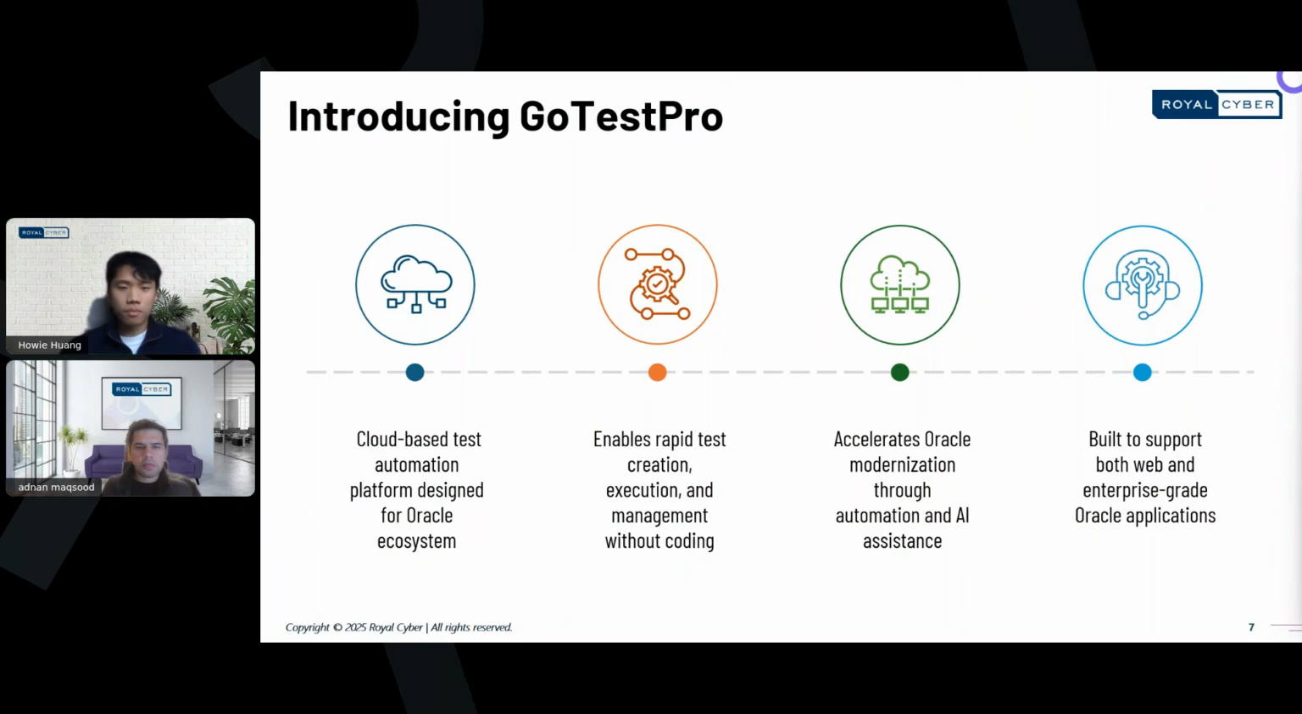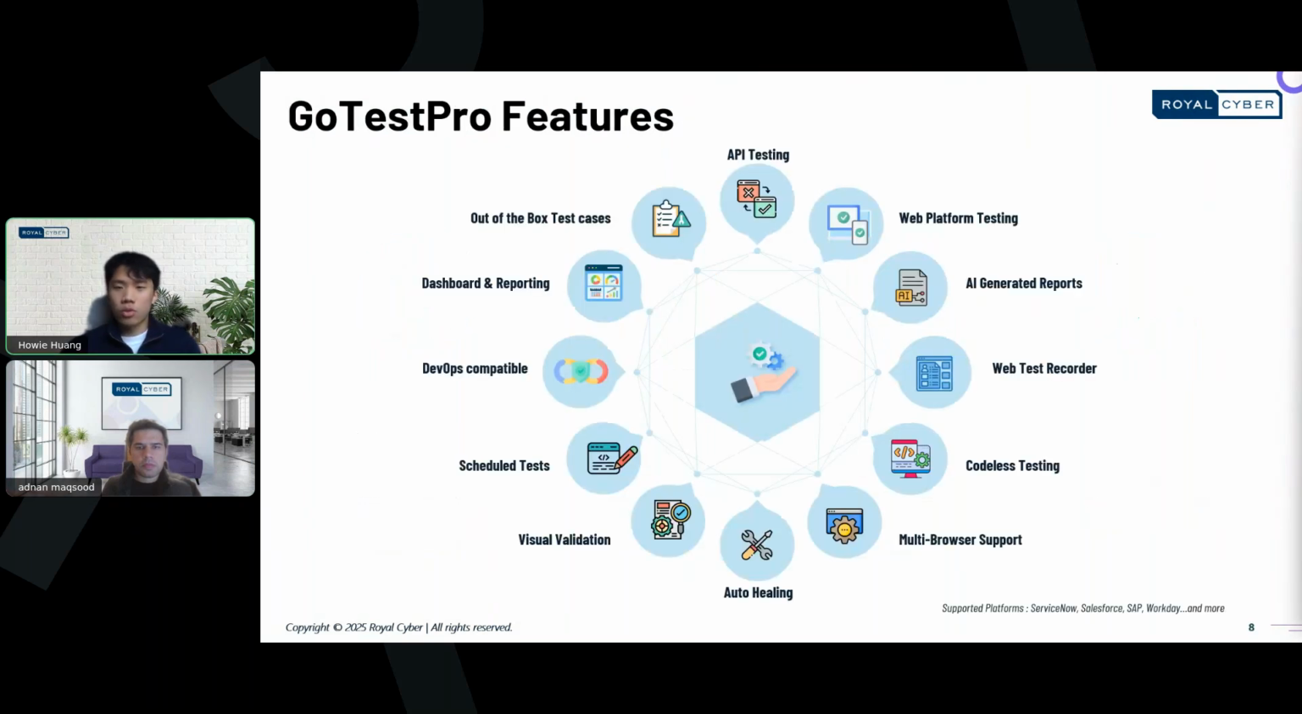Next slide, please. And next, we will introduce the features from GoTest Pro, an overview. Although GoTest Pro is designed with QA teams in mind, one of the key principles behind the platform is that you don't need to be a test automation expert to use it. And we built the product around this principle. This is especially important in Oracle environments where testing often involves business users, analysts, and functional leaders, not just engineers. So I'll walk through these features at a high level here.